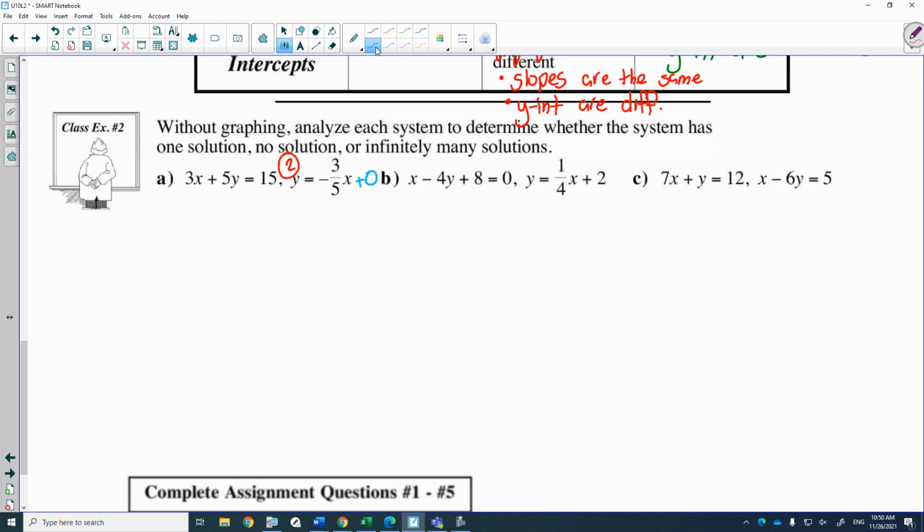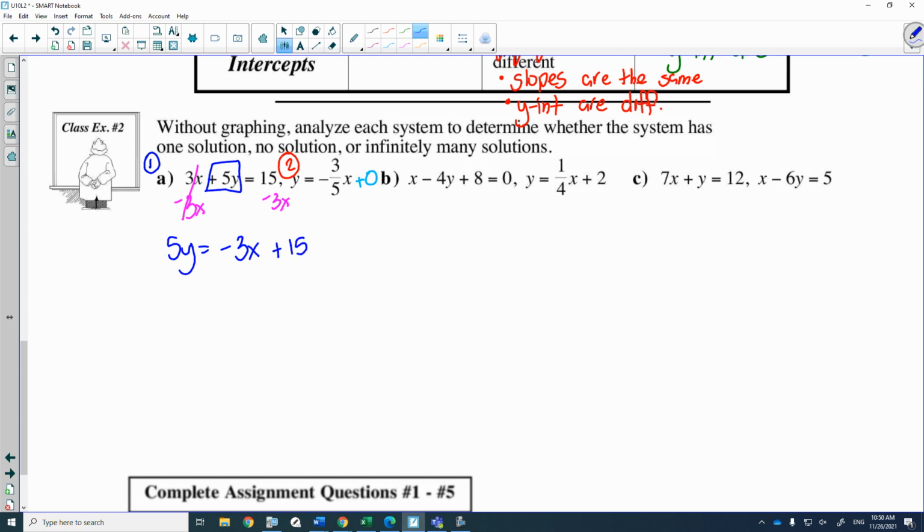Okay, system number 1. Box it in. Sorry, box in the y. Aaron, do you want that y to stay or to go? It stays. I'm going to get rid of this 3x by subtracting 3x from both sides. And then I'm going to write 5y is equal to. I'm going to order this mx plus b. So I want my mx first and I want my b last. So I'm going to write down negative 3x and the 15 is positive.